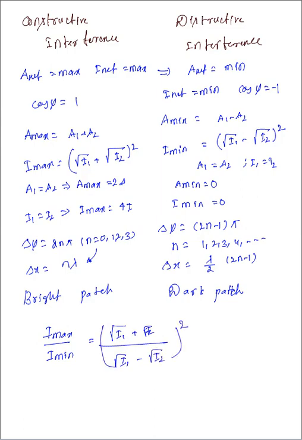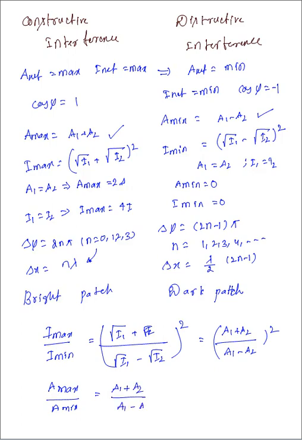That equals (A1 plus A2) divided by (A1 minus A2) whole square. Other way around, if you want A max by A min, A max is A1 plus A2 and A min is A1 minus A2, therefore A1 plus A2 divided by A1 minus A2. And the general formula for I net intensity, if I1 equals I2, is 4I cos square phi by 2. This is also one of the most important formulas to solve NEET, CET and competitive questions.